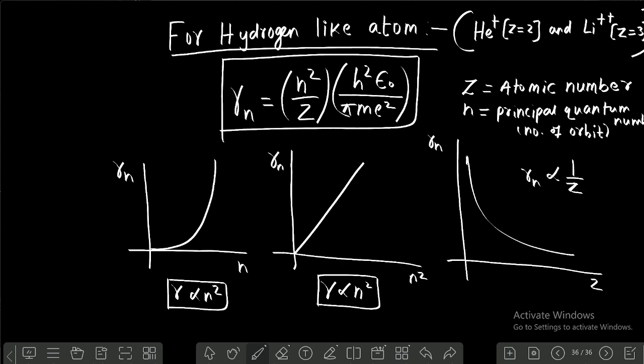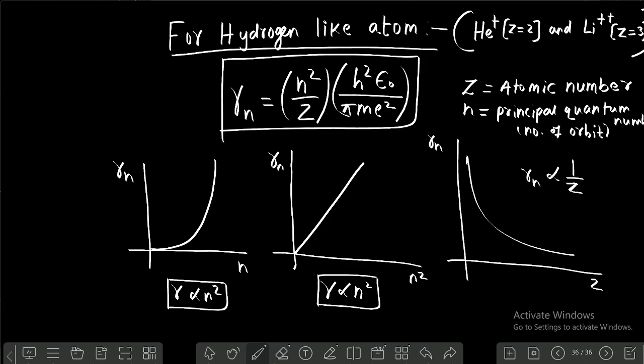Do these graphs. So about radius we understood. Now we will study about velocity. This much you need not do the derivation. You know that Rn is directly proportional to n square, or Rn equals n square a naught. Up to that you can write.